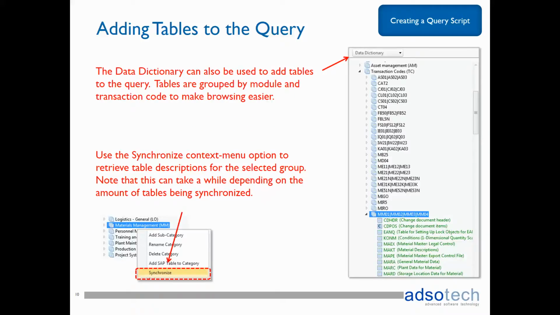A third option is to use the data dictionary to look up the table you want to add. The tables in the dictionary are grouped by SAP module and transaction code to make browsing easier. So if we wanted to locate the general material data table, we would find it under Material Management or the MM01 group in the data dictionary. The dictionary will not show the table descriptions by default, so use the Synchronize feature to update the dictionary. Note that this might take some time to complete, so we recommend only synchronizing one group or one category of tables at a time.